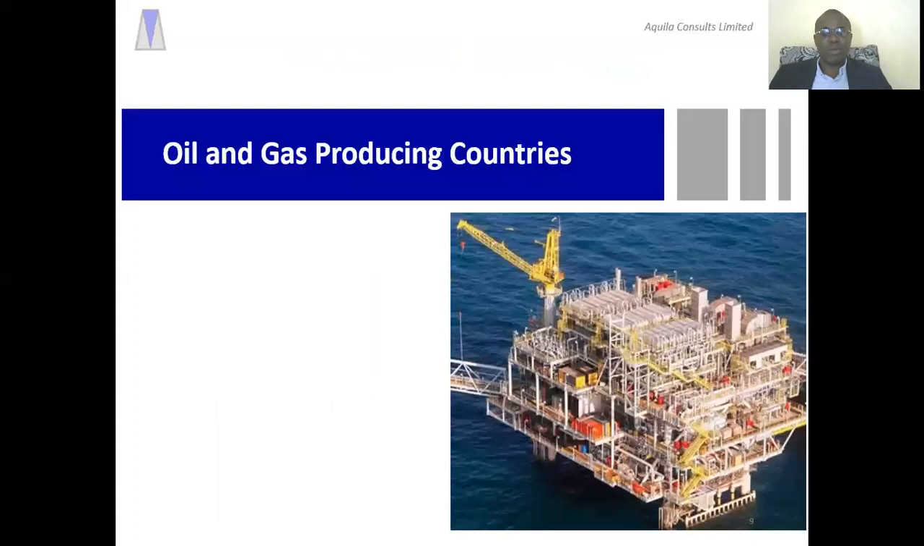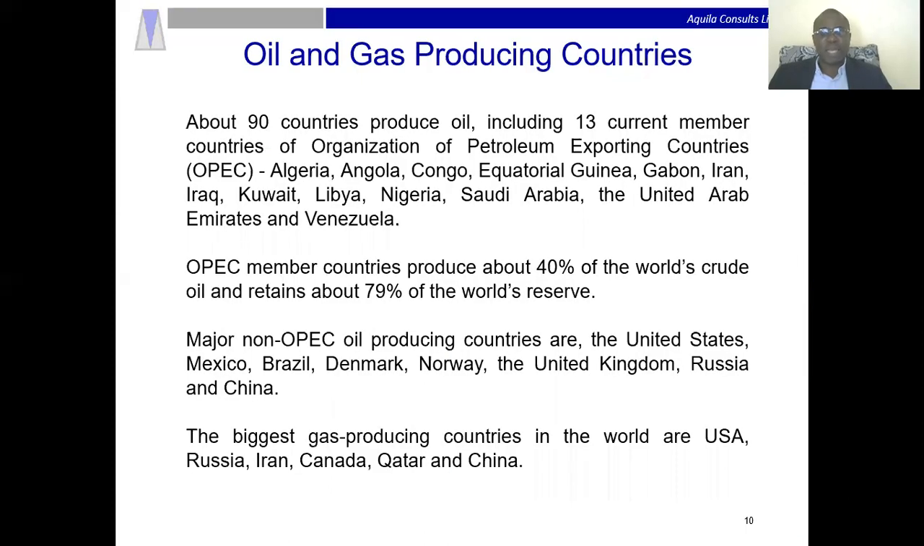And you use that to value a company, an E&P company. Now, in terms of producing countries, oil and gas are actually distributed well around the world, except that the amount is not equally distributed. So we have about 90 countries in total that can produce oil, but we have a group called the Organization of Petroleum Exporting Countries, or OPEC, which comprises 13 members that control about 40% of the production and about 79% of the crude oil reserve.